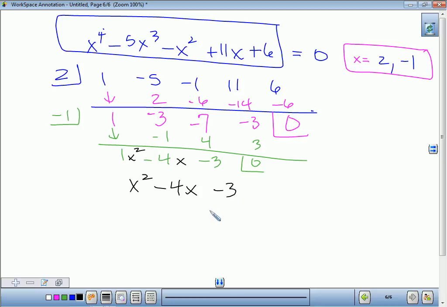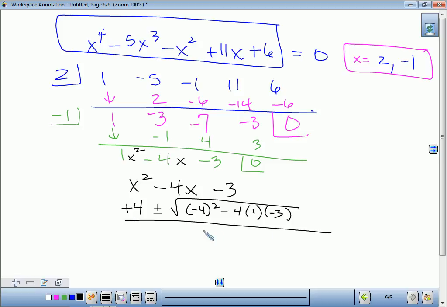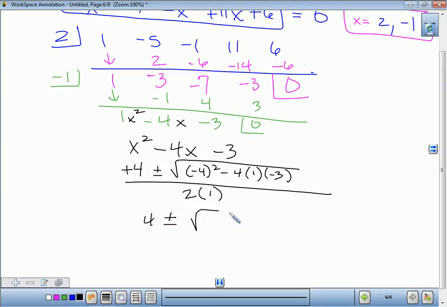Man, if this were a plus 3, it would factor and life would be good, but it's not. So we have to use the quadratic formula. And you're welcome to go listen to my rap again. Yeah. But it's negative b plus or minus the square root of b squared minus 4 times a times c all over 2a. So we get 4 plus or minus 16 plus 12 is 28 over 2.